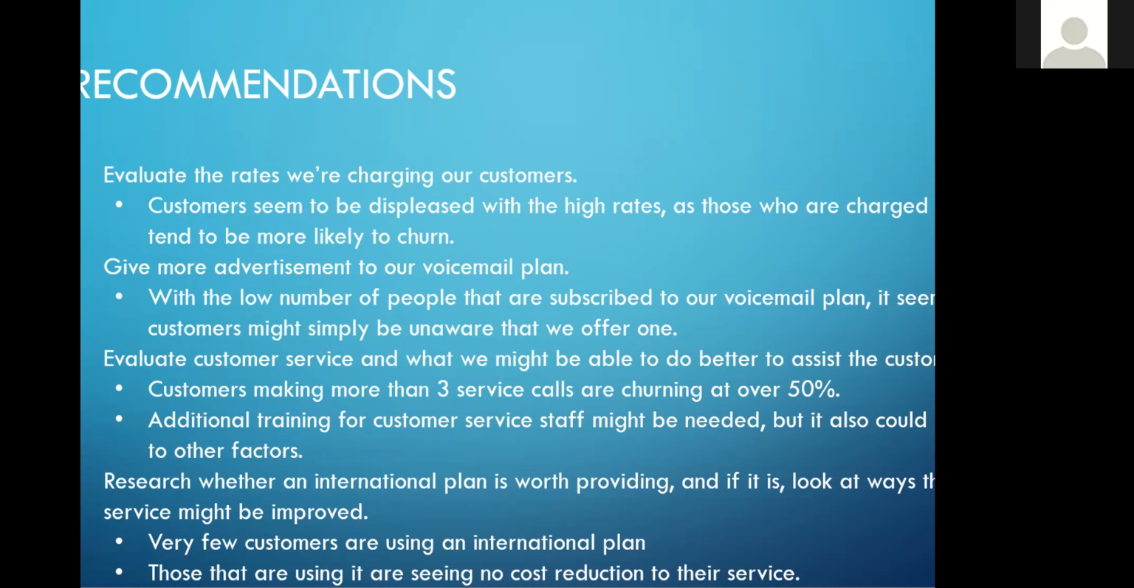The last recommendation is to research whether or not an international plan is actually worth spending money to provide. And if it is, look at ways that the service might be improved. Since very few customers are actually subscribed to it, and the cost between having an international plan and not having an international plan is pretty much negligible if you're making international calls, there either needs to be an incentive given for those who do have an international plan to keep them on our service, or we need to look into whether we really even need an international plan at all if the overall cost per minute tends to be the same whether you have one or not.